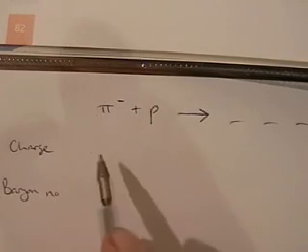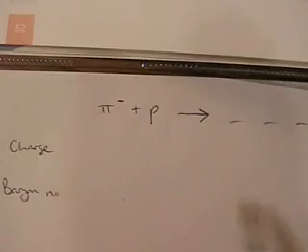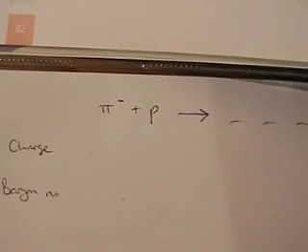Similarly for the lepton number. You go through the equation, put the lepton number for each term. You check that they balance. If they do balance, you put a tick.